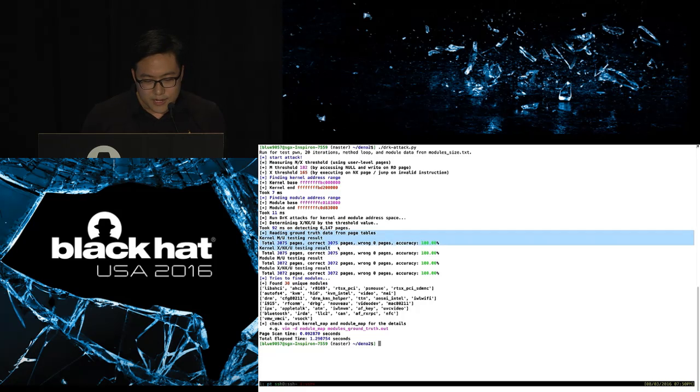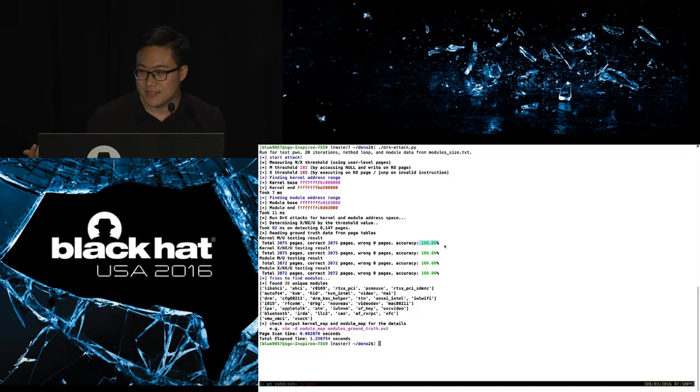And then we grab the ground truth information from the page table and compare the permissions. For all pages, we achieved 100% accuracy. So the results from DRK exactly match the results from the page table. And for the type 2 attack, we successfully detected 38 unique size signatures, so we can identify the 38 modules in the module space.